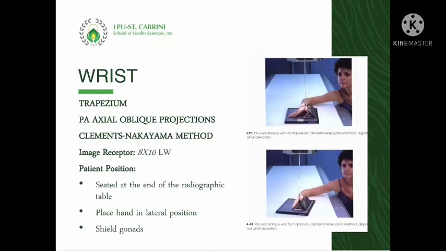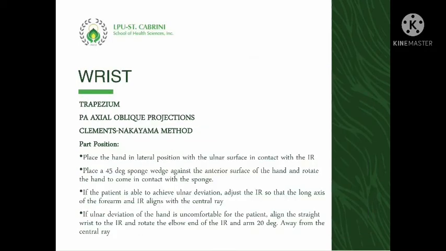The next projection is for the trapezium, a PA axial oblique projection, the Clements-Nakayama method. The patient is seated beside the radiographic table with the hand in lateral position or resting on its ulnar surface. Rotate the hand internally to place it in contact with the 45 degrees sponge wedge on its anterior surface.